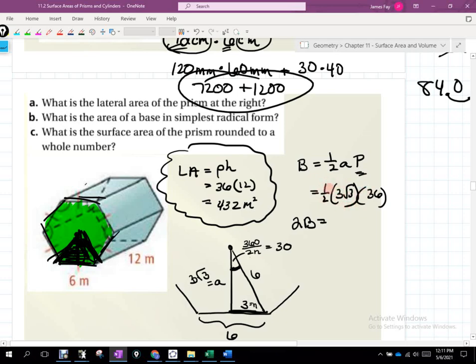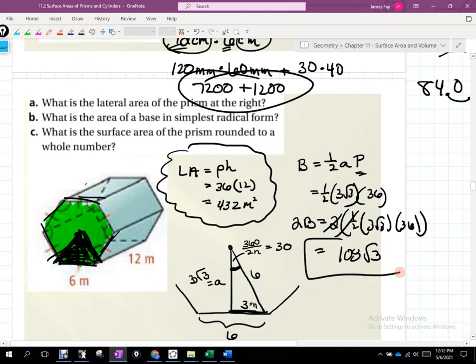Well, the 2 and the 1/2 are going to cancel, right? So 2b would be 2 times 1/2 times 3 radical 3 times 36. And the 2 and the 1/2 cancel. So now what's 3 times 36? 108. So I have 108 radical 3. That is what 2b is equal to.